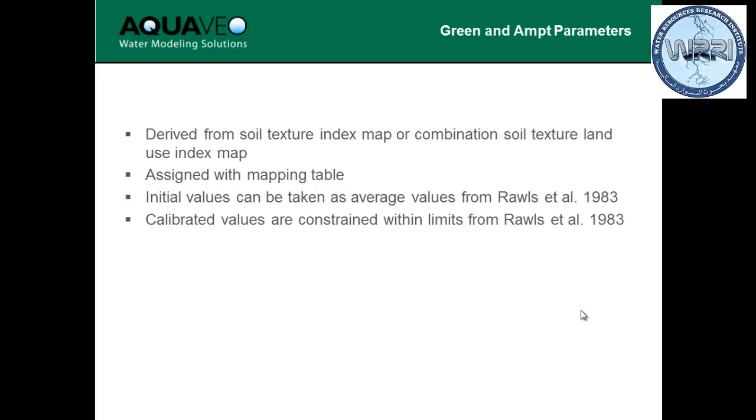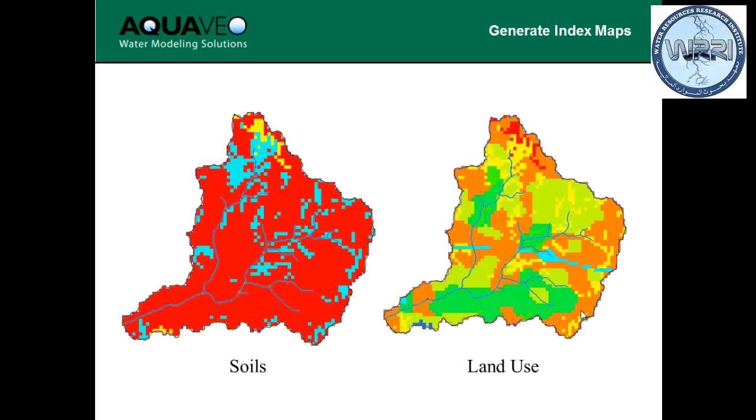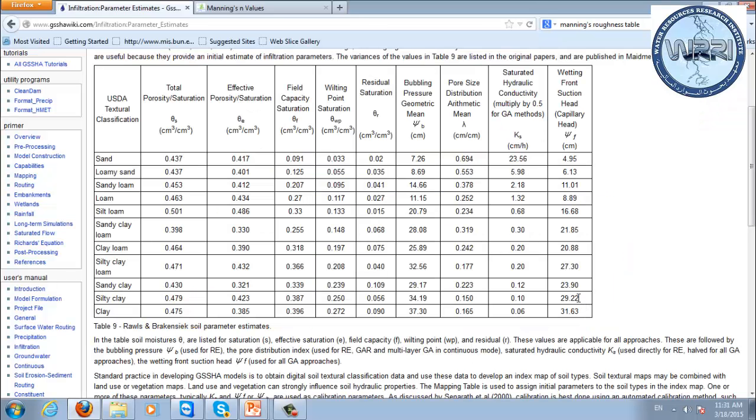You can calibrate these values if you're not sure that they are correct for your area. You can run a calibration in GSHA if you have calibration data. We've already talked about how to set up infiltration. You define your index maps, then define your infiltration parameters using that table. And normally there are two sets of infiltration parameters that you need to define in WMS.